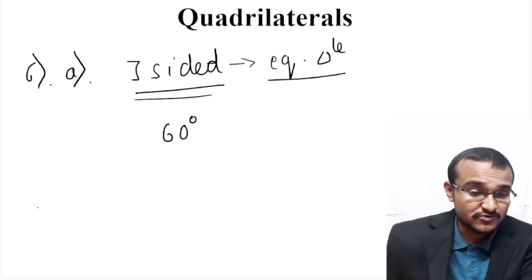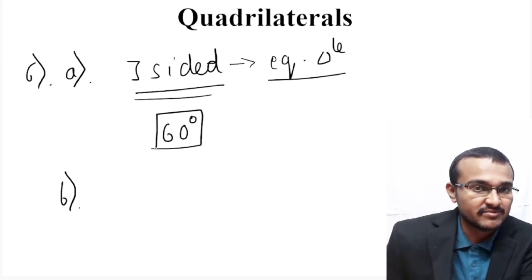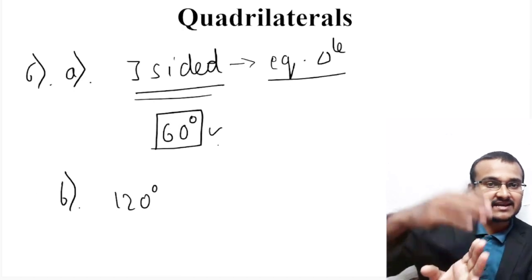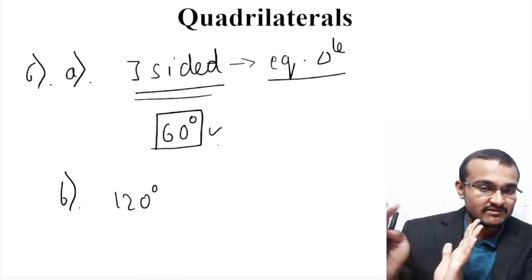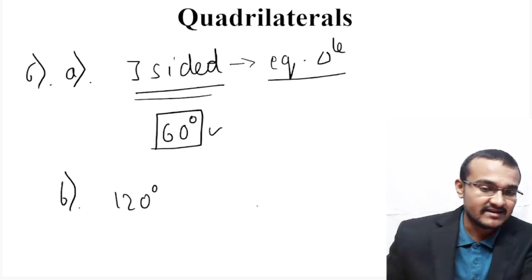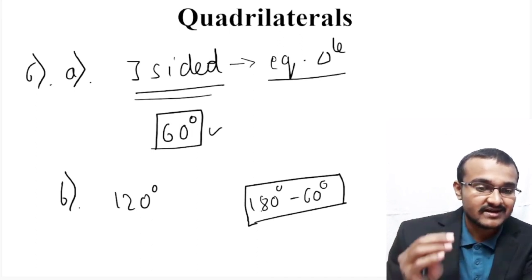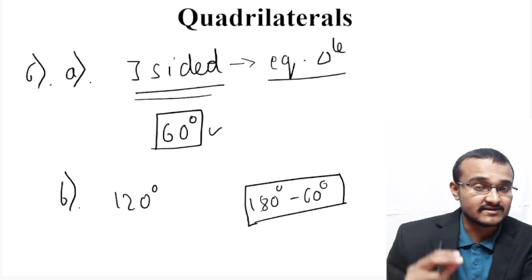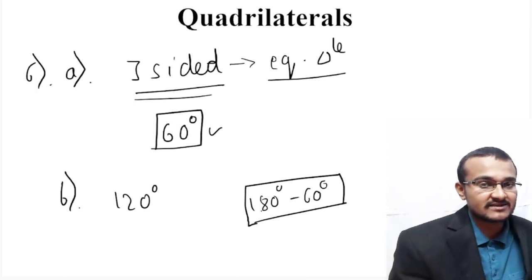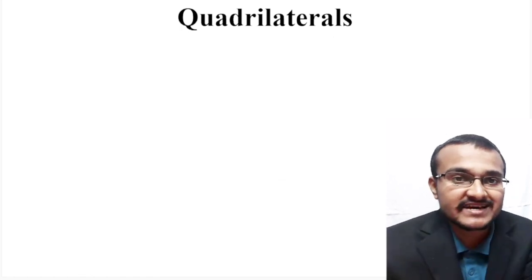Coming to the B question, what is the maximum exterior angle for a regular polygon? We have 60 degree as our answer for the minimum interior angle. Then the exterior angle will be 120 degree, because at the minimum interior angle, the exterior angle will be maximum, since the sum of interior and exterior angle is 180 degree for any polygon. So 180 minus 60 will be the maximum exterior angle possible for any polygon. For a regular triangle with interior angle 60 degree, the exterior angle is 120 degree. So the minimum interior angle is 60 degree and the maximum exterior angle is 120 degree for this sixth question. This is all there is in this video.